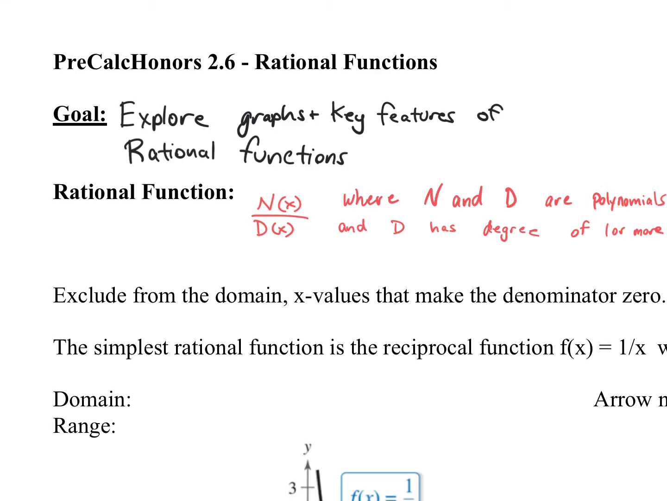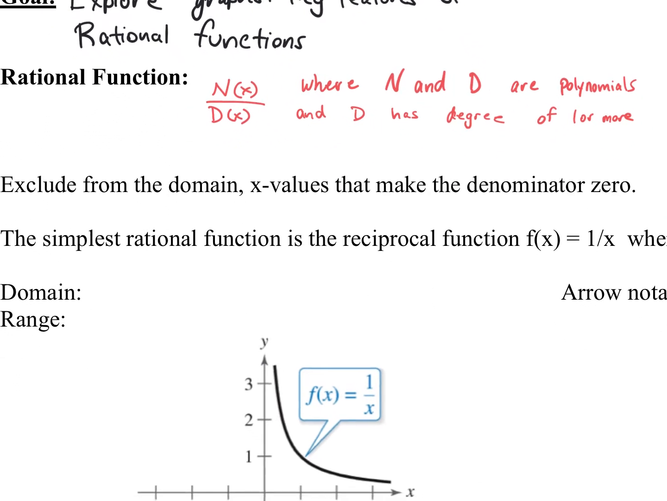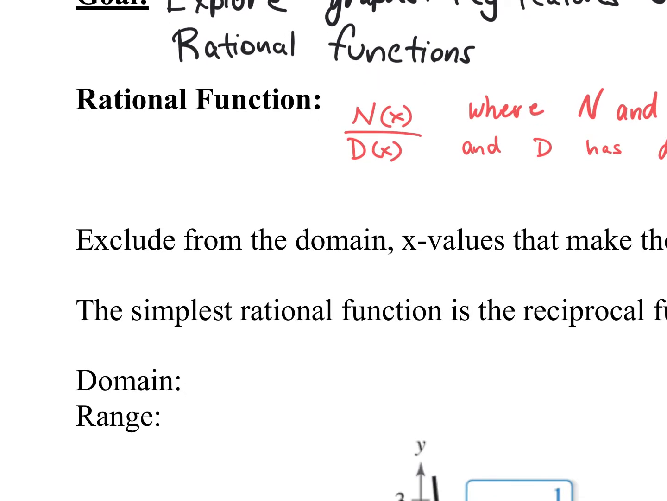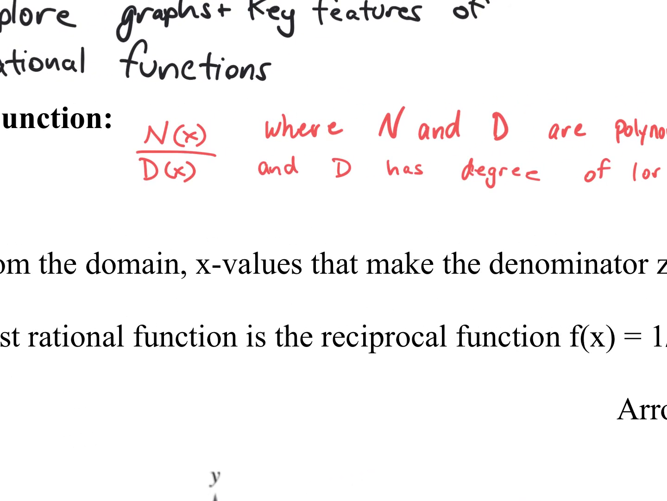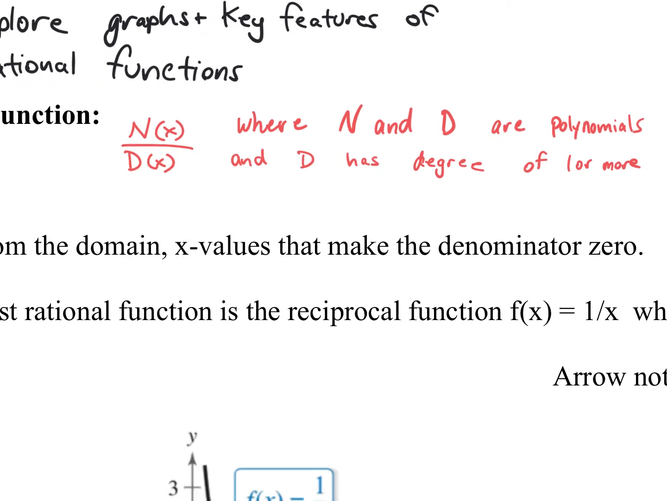All right, this is Unit 2.6 on rational functions. So what is a rational function? A rational function takes the form of, we're going to call it n of x divided by d of x, just the numerator and the denominator, where both the numerator and the denominator are polynomials, and the denominator has a degree of at least 1, or 1 or more.